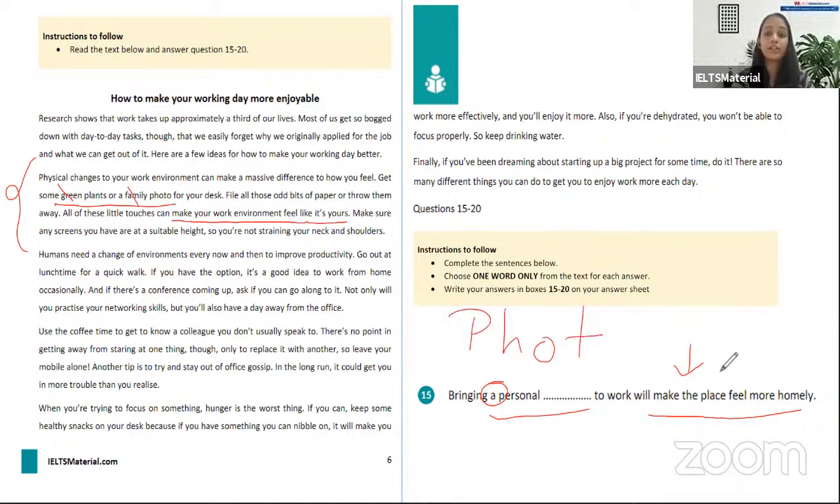It is grammatically correct also, unlike plants, which is plural. And here we have to write the answer in singular form. So I hope you have understood this particular answer. So similarly, let's solve the other questions.